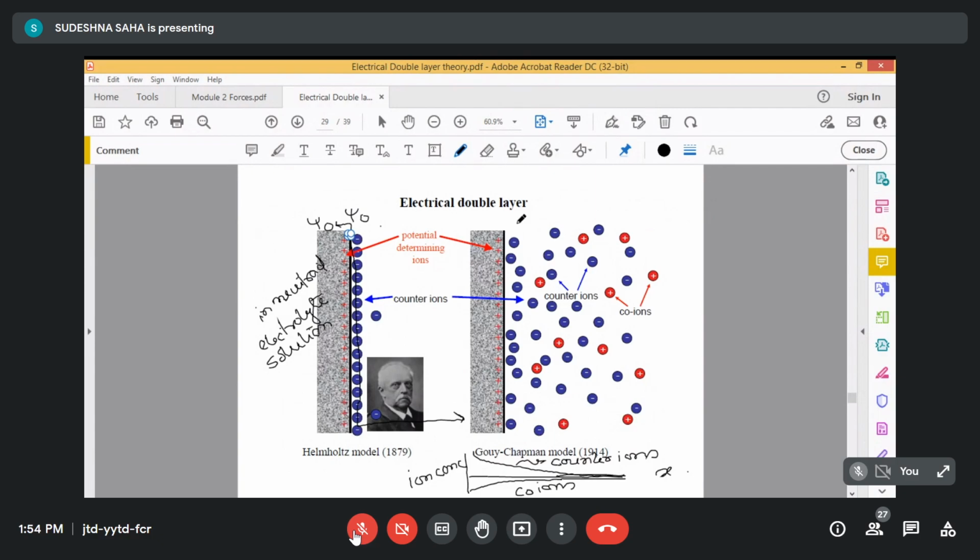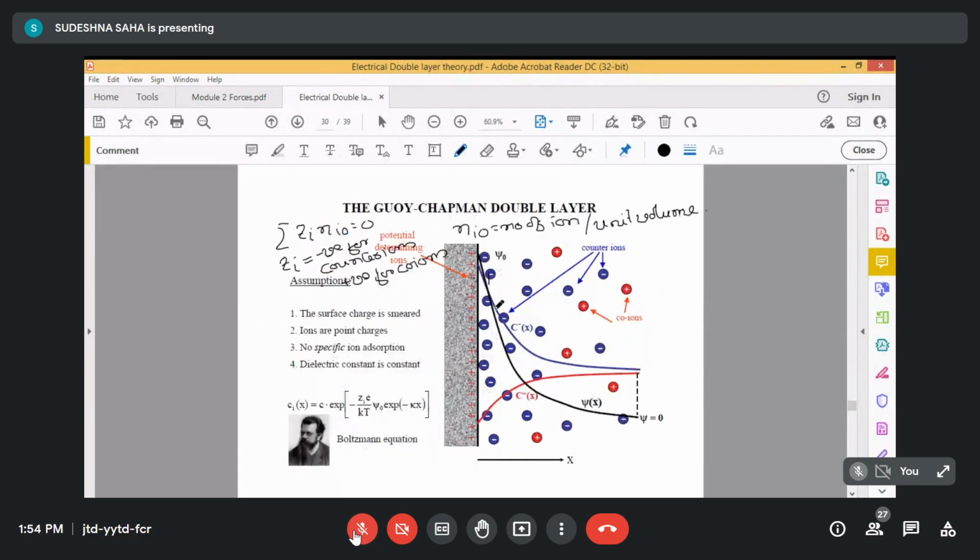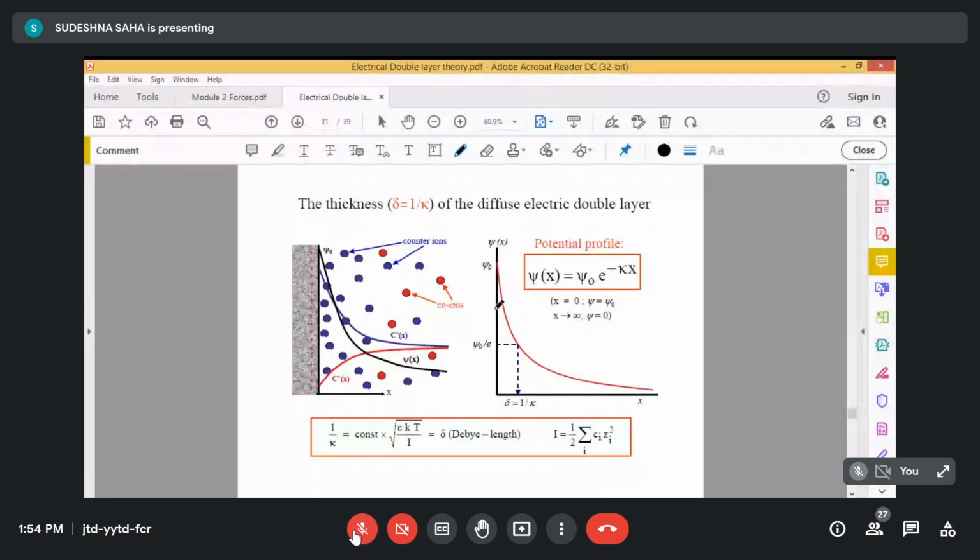Fine. Whereas the Gouy-Chapman theory says that these ions are not rigidly associated with the surface of the flat surface, but it is like diffused coions and counterions that happen in very close proximity of the flat surface. Okay, and how we can calculate this, we will talk about it in the next class. I will leave you for the time being over here.